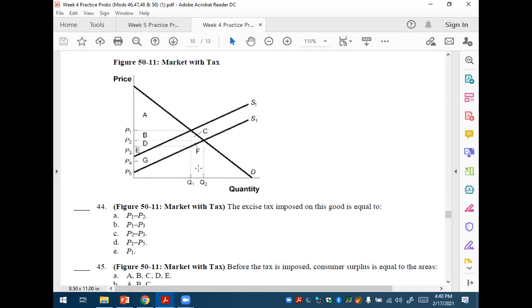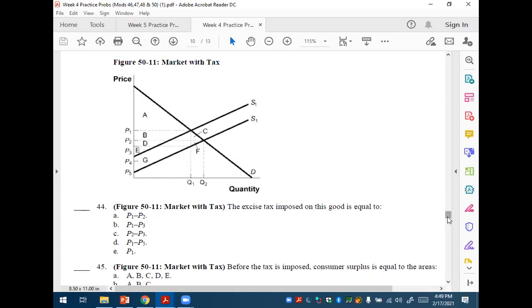In fact, it's quantity one. Quantity one goes from here on S1 to here on S2, which means it goes from right here. Did they even give you, oh, that's P3. And if we go here, that would be P1. So that is your tax. The distance from P1 to P3 to Q1, that's your tax revenue. And boxes C and F would be your deadweight loss. Does that make sense to you guys so far?